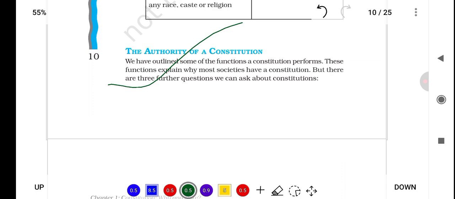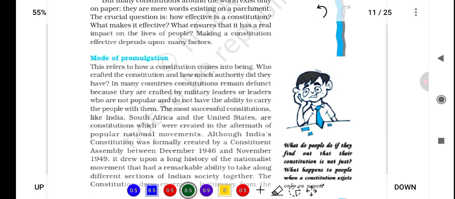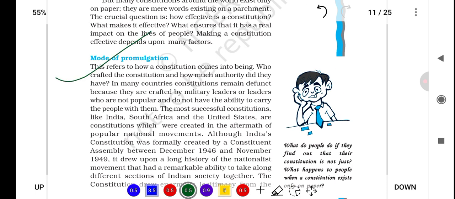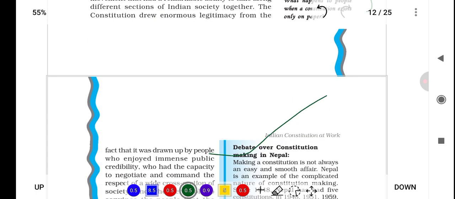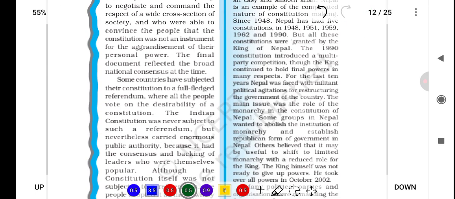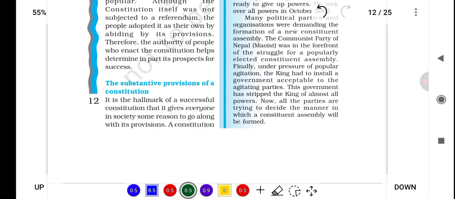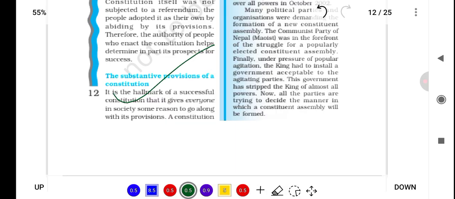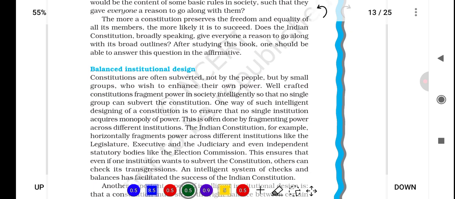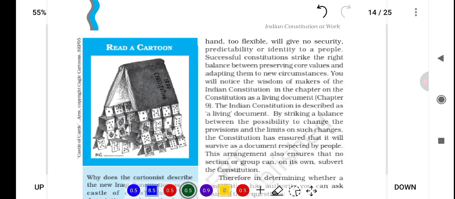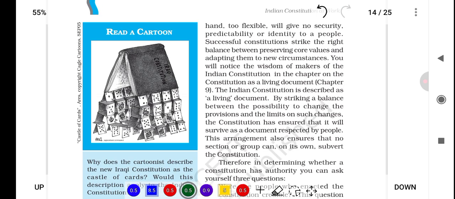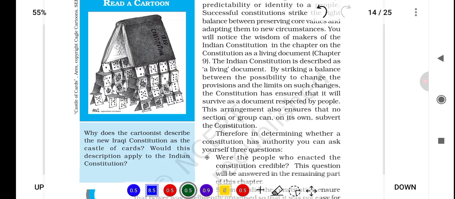The authority of a constitution. Mode of promulgation. Another cartoon. Debate over constitution making in Nepal. Substantive provisions of a constitution. Balanced institutional design. So this is the Iraq constitution, which is made upon a castle of cards.